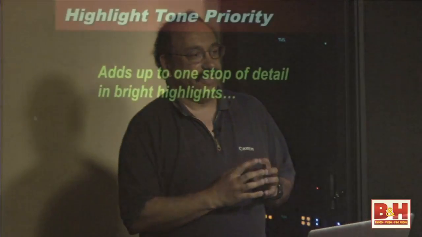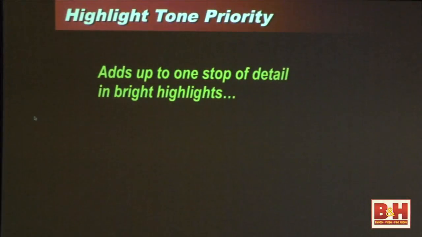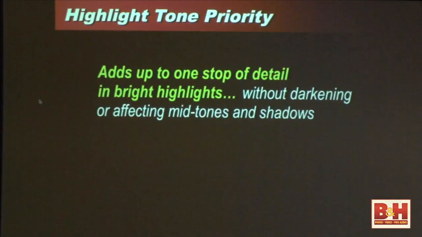Highlight tone priority is a very, very cool technology that you access in your custom functions. You can turn it on, you can turn it off. What it's going to do is add up to a stop of additional detail in bright highlights, but without changing the rest of your exposure. Anybody can tone down highlights by just darkening the whole exposure. There's times where that's appropriate. But there's other times where you're trying to open up to get some shadow detail, and you don't want to blow out the highlights, and you're really walking a tightrope to keep the two in balance. Highlight tone priority in those situations is your friend. Here's an example.